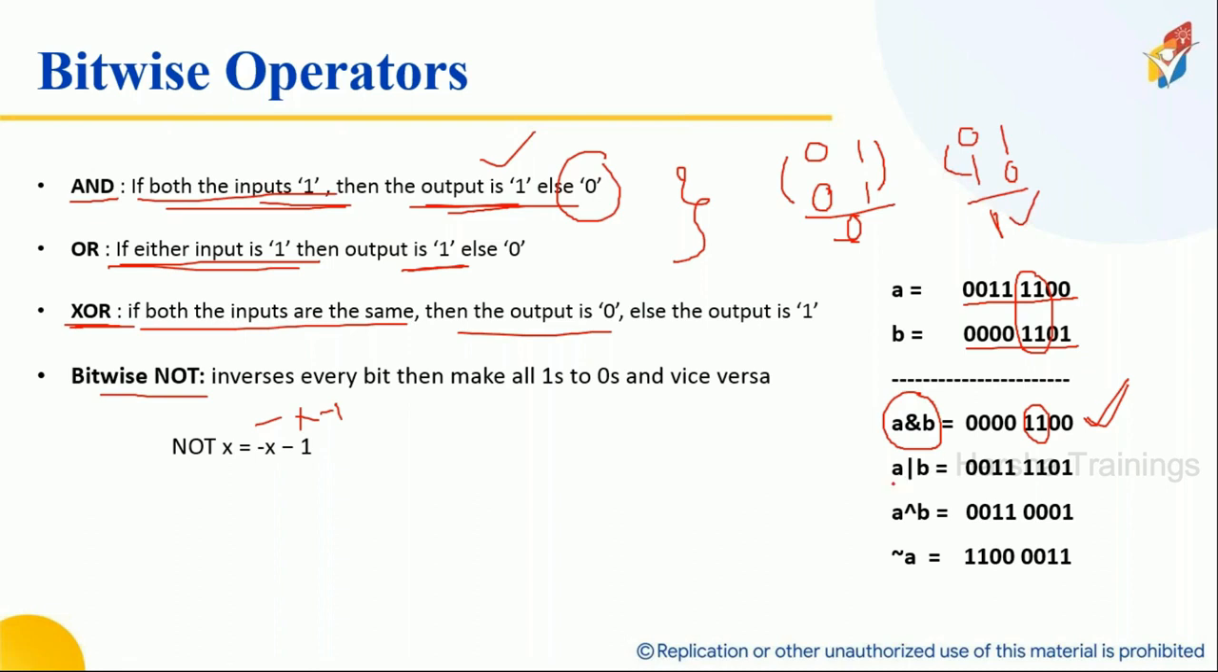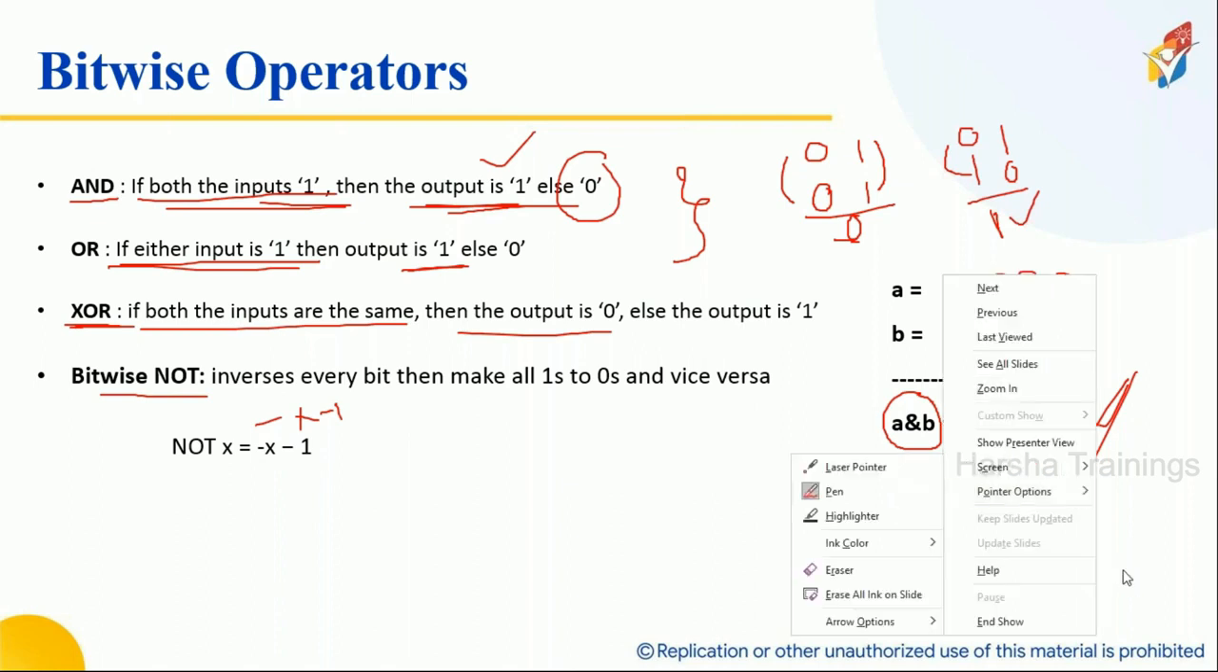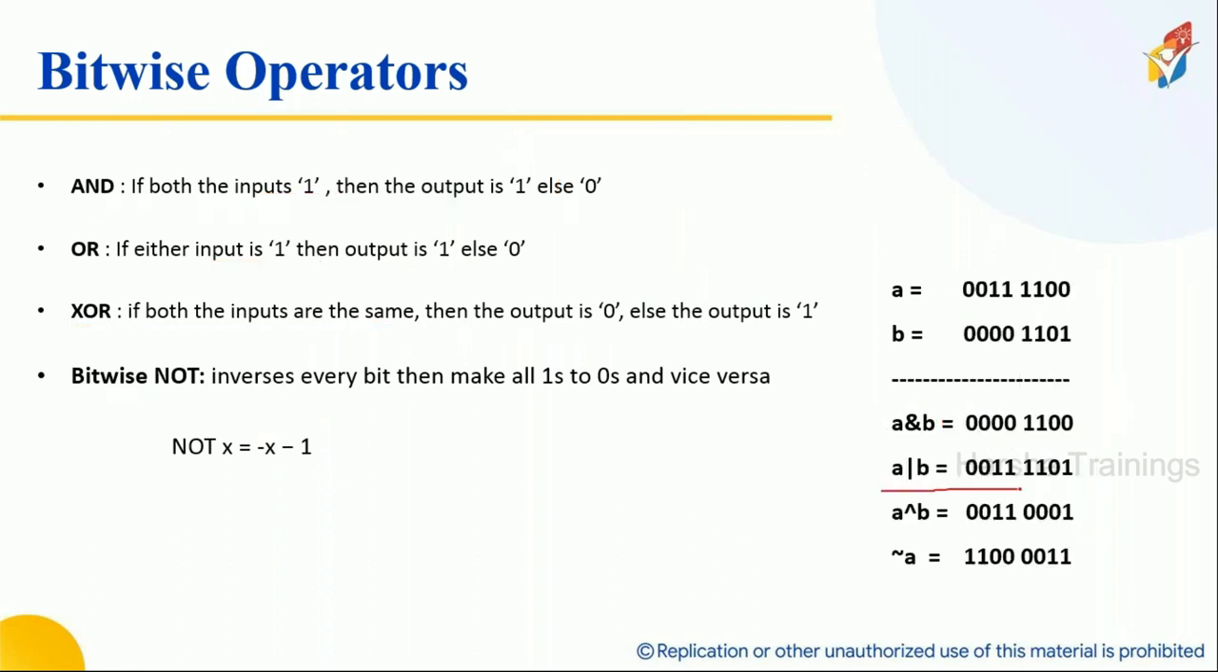Now OR operation means if any one input is 1, the output is 1. Look at here, and here any one input is 1. These 4 ones we got. OR operation means if any input is on. Here any input is on. Here 2 inputs are on. So in all these 5 cases, the output will be 1.